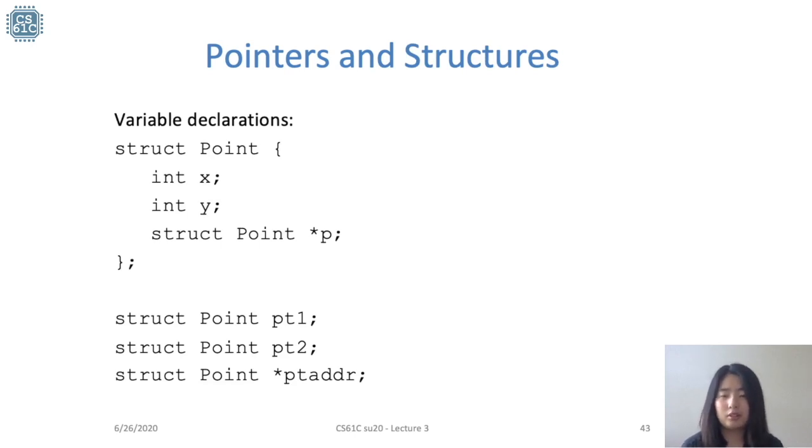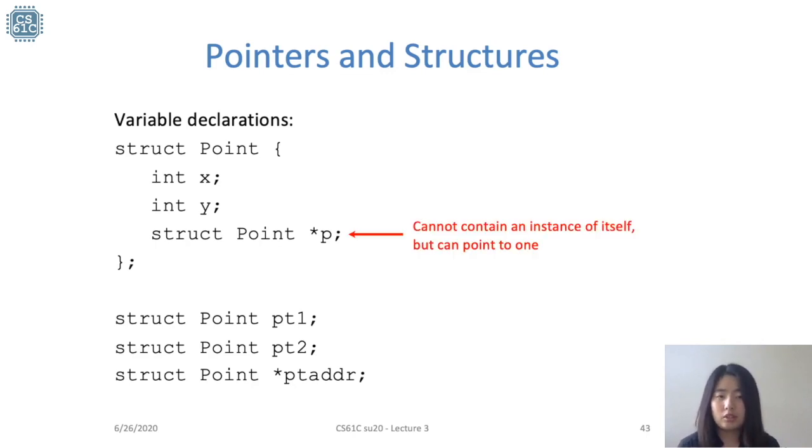We already talked about struct a lot in this lecture, but another thing is that a struct cannot contain an instance of itself as an element, but it can point to one. This is very useful because in C, there is no class. By using struct, we can group a bunch of variables together and use it as if we're using a class. By having this pointer inside the struct, we can easily make a tree structure or a linked list. Here on the bottom left, I'm declaring 3 struct variables. The first one is pt1, the second one is pt2, and the third one is a pointer to a struct.